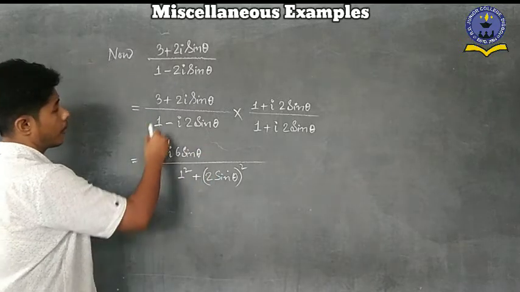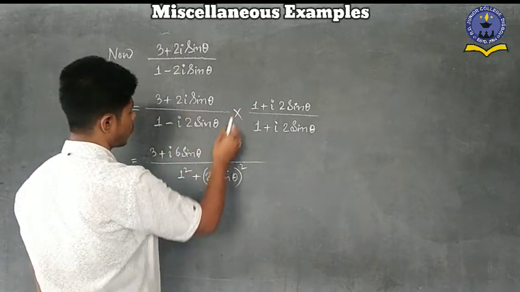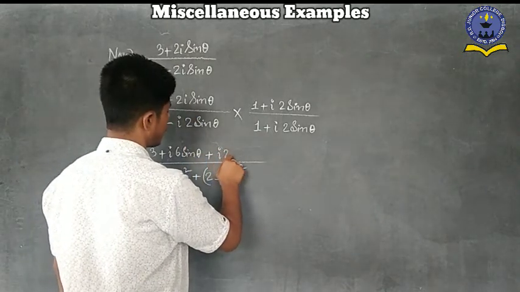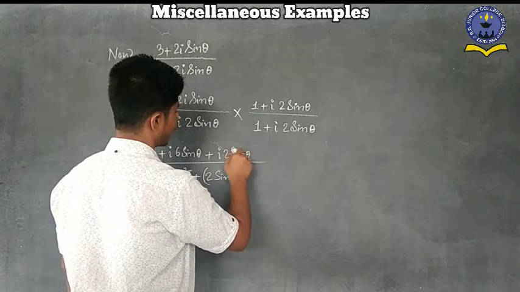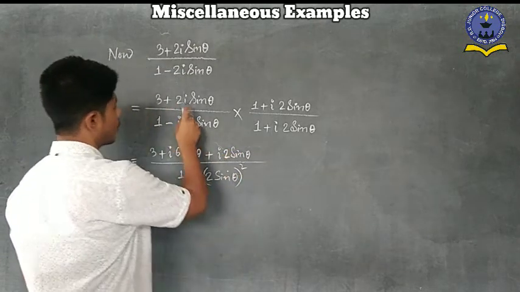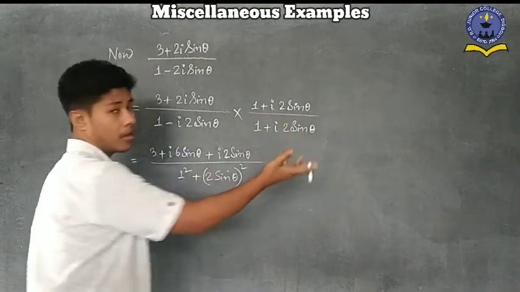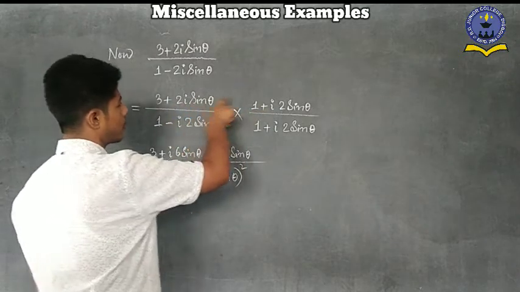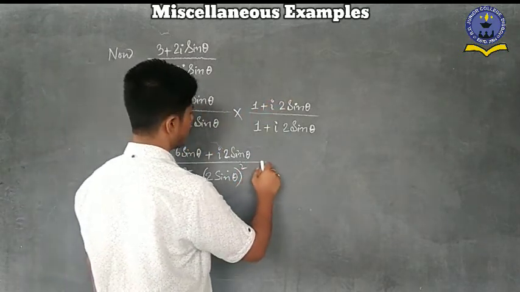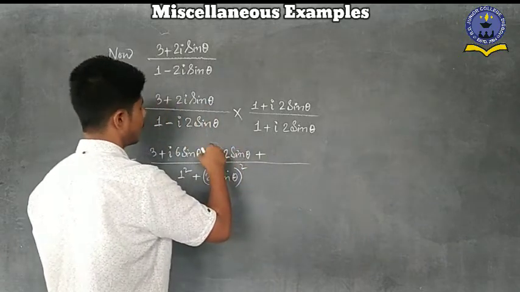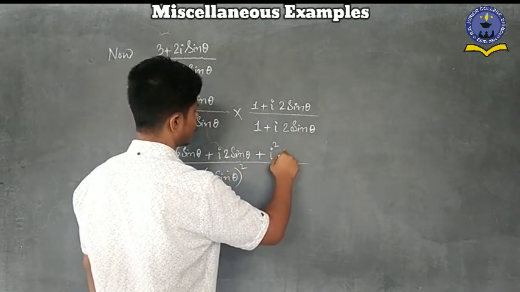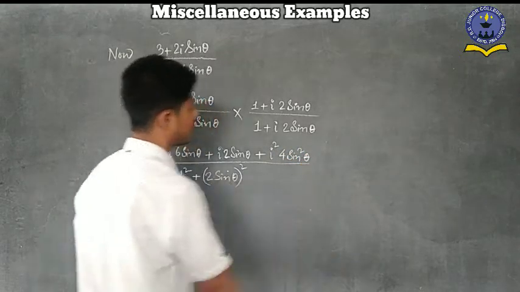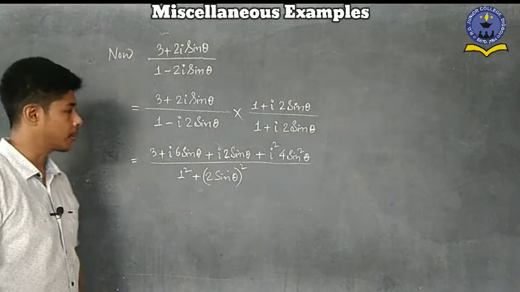Then next, 2i sin theta into 1, that means we write 2i, which we can also write as i into 2 sin theta, the meaning is the same. And then 2i sin theta times i into 2 sin theta, the meaning is the same here. If we multiply these two, we get i square, 2 into 2 is 4, sin square. So here we have to write plus i square into 4 sin square theta. If we multiply these two, then we get this.